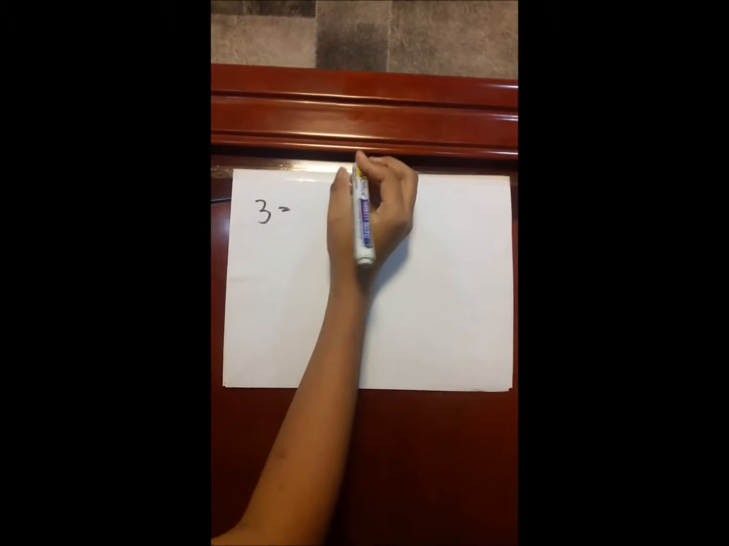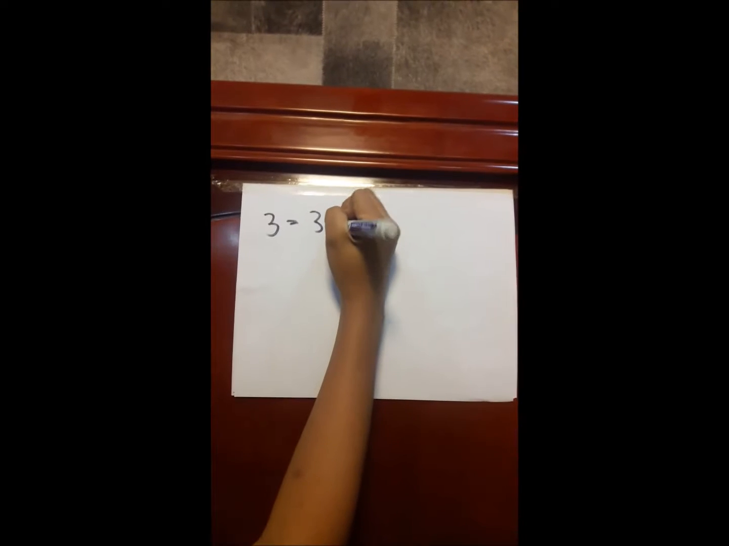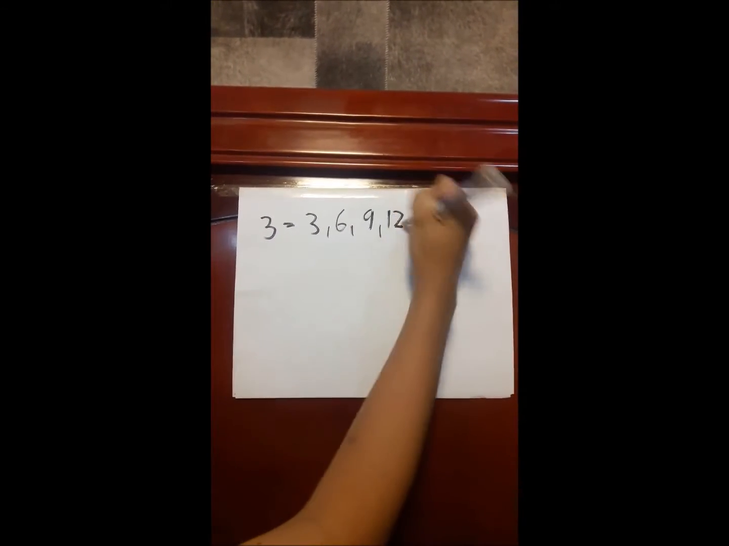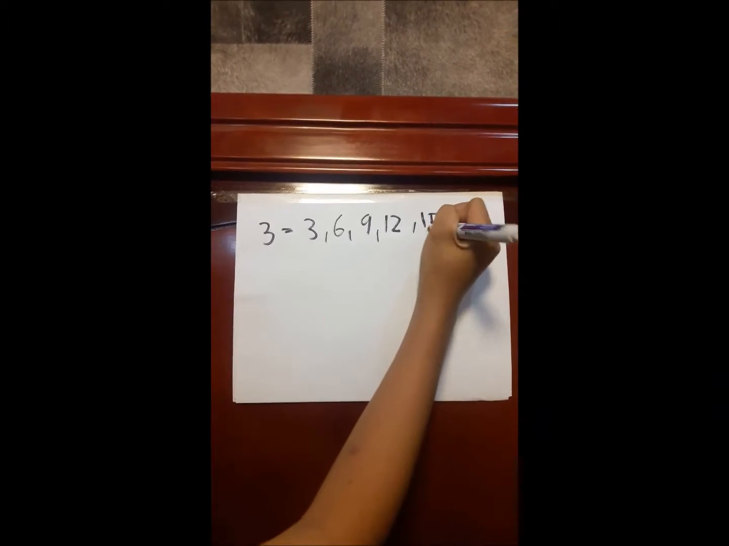Now we're going to solve an LCM problem. So I have examples here, 3 and 5. Now we're going to list the multiples of each number. The multiples of 3 are 3, 6, 9, 12, 15, and 18.